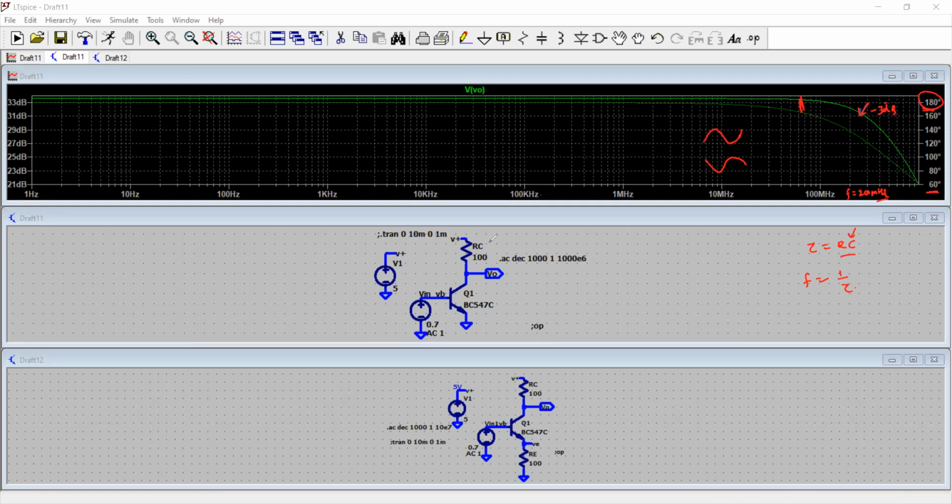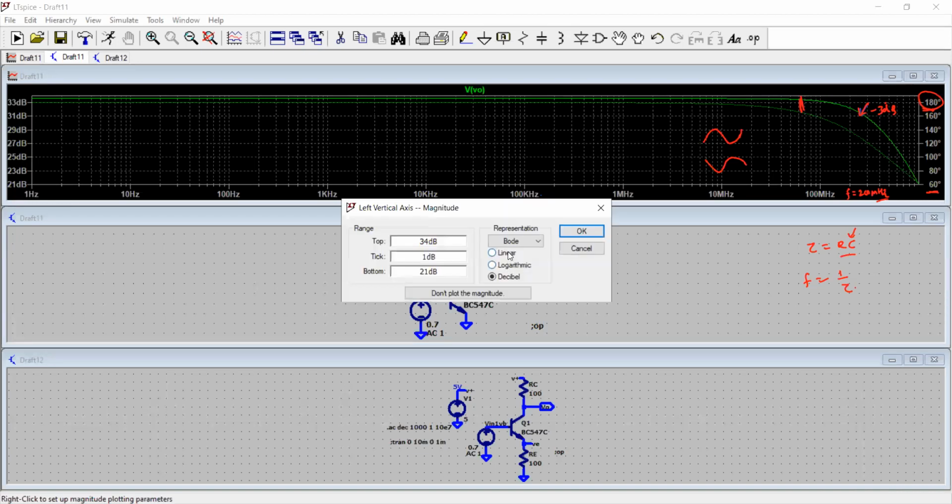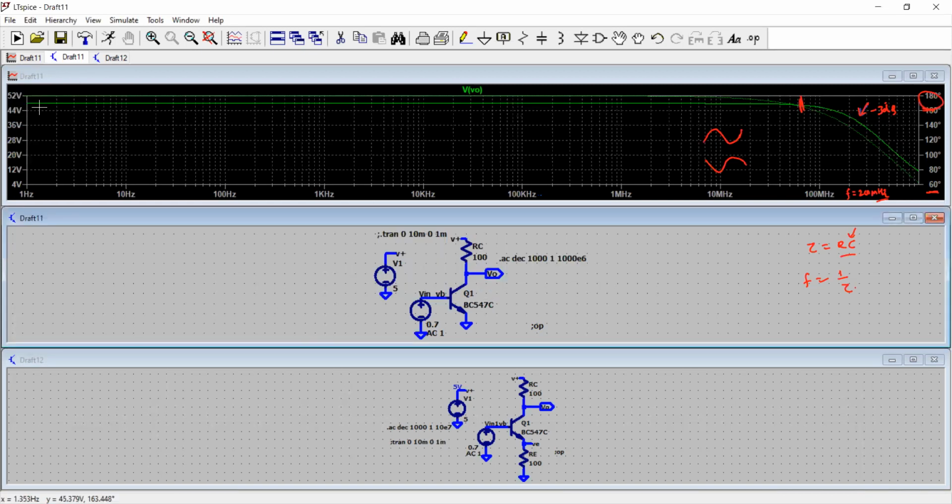How about we see, right click the y axis and choose linear. So that's a Bode plot. And see, your gain is like 44 volt.